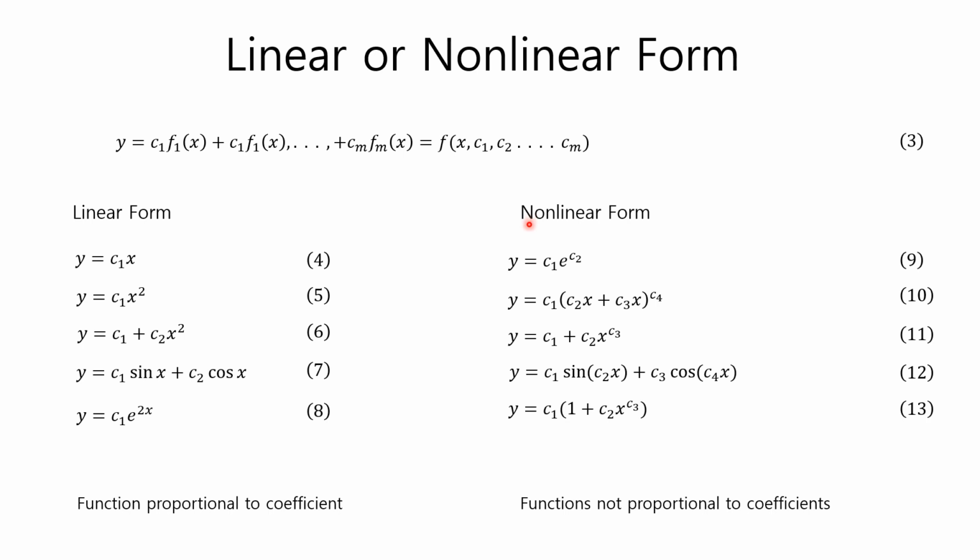On the other hand, looking at the nonlinear functions, equations 9 to 13, e to the c2, sum of c2x and c3x to the c4, c2x to the c3, sine c2x, cosine c4x, sum of 1 and c2x to the c3 are included inside the function, that is, in the argument. Curve fitting using the least squares regression can only be used for functions that have a linear form. To use the least squares regression for a nonlinear equation, the nonlinear equation must first be converted to a linear form. The form of equation 9 becomes linear in a logarithmic coordinate system if the natural logarithm is taken on both sides, so the least squares regression can be used. The remaining nonlinear equations are curve fitted using an iteration method using Taylor series. We call this process nonlinear least squares regression.